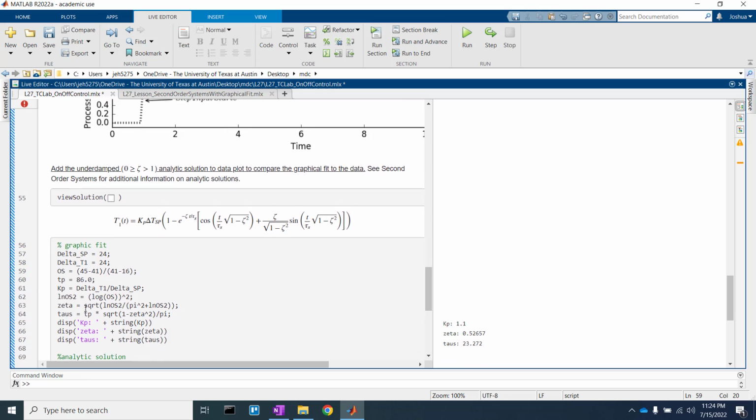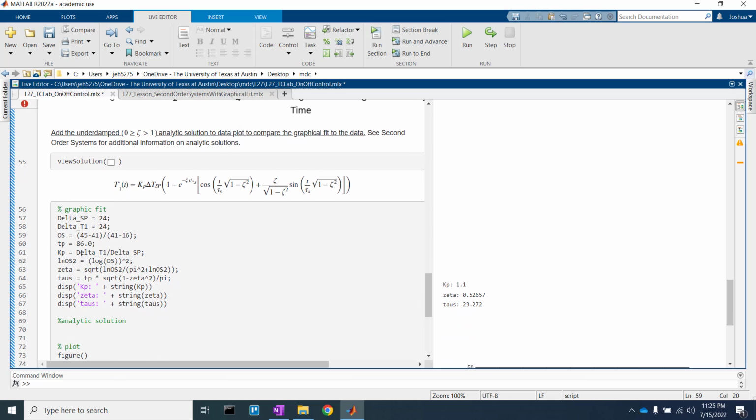So then our tau p, Kp, let's think this through. Kp we had it before. We'll get to Tp in just a second. Kp was from the delta T over delta set point.